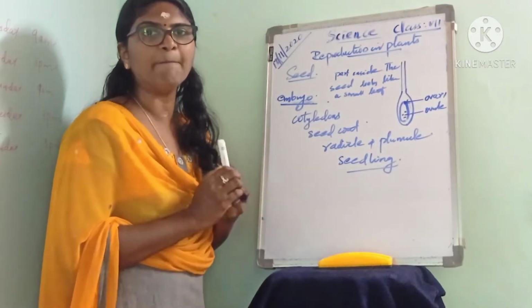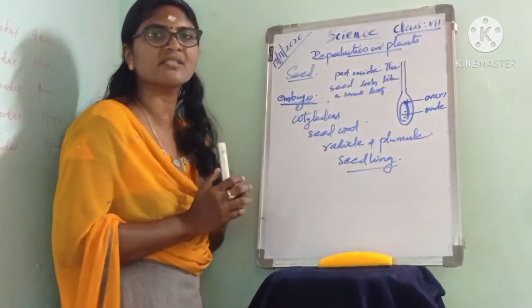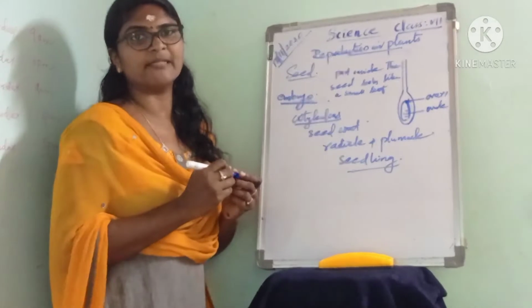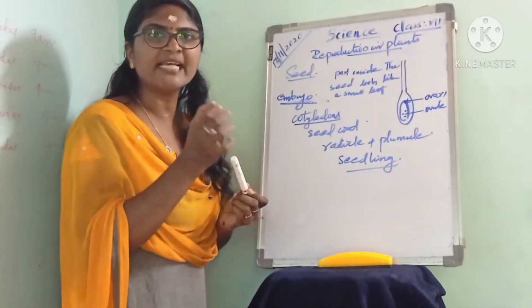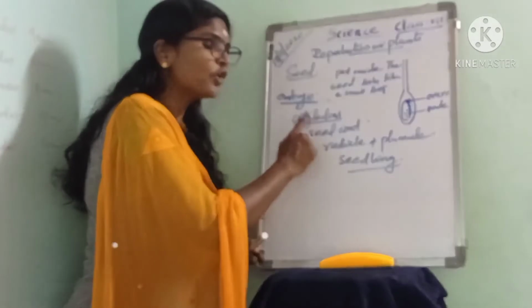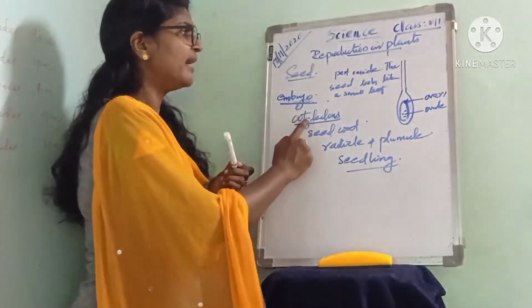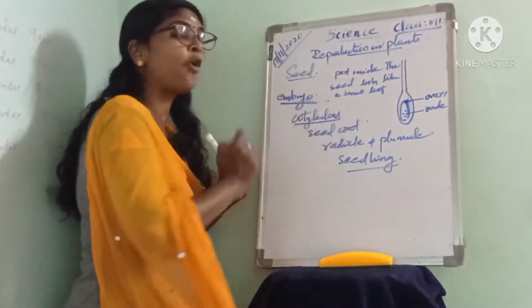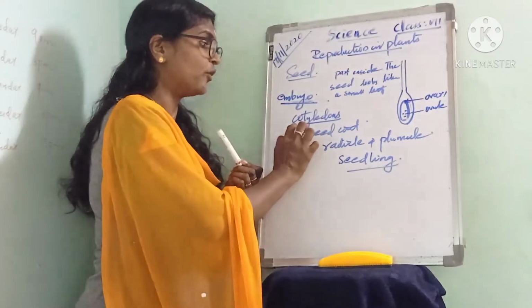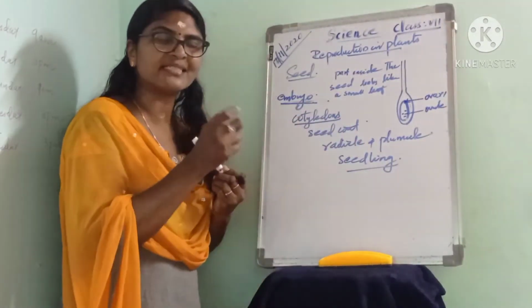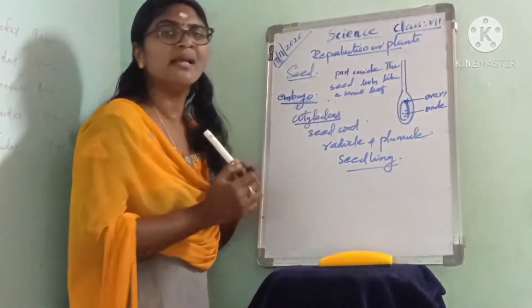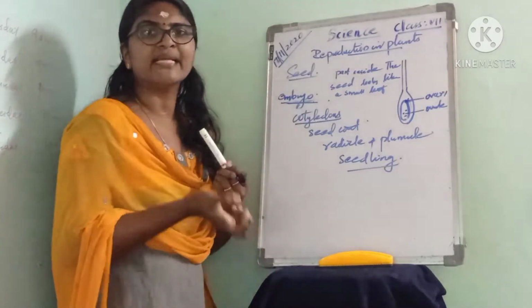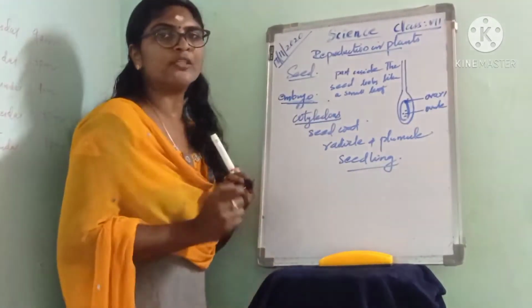Besides the embryo, the seed also has one or two cotyledons. The cotyledons are the part inside the seed, and they look like a small leaf.